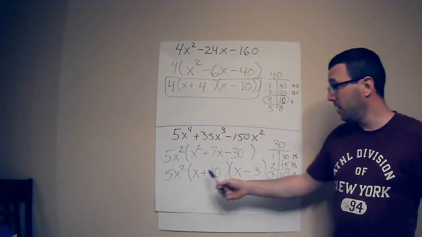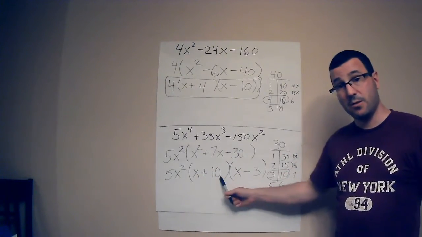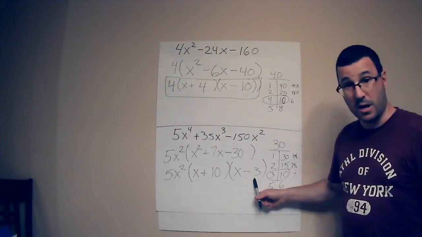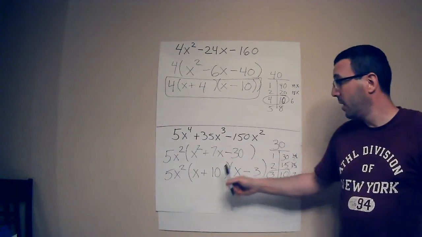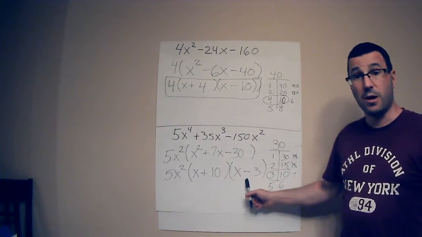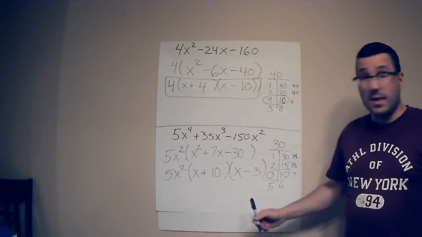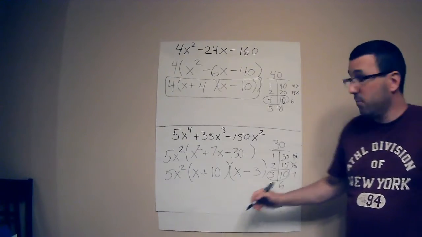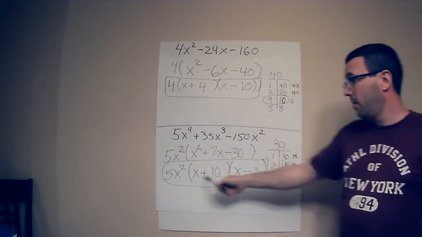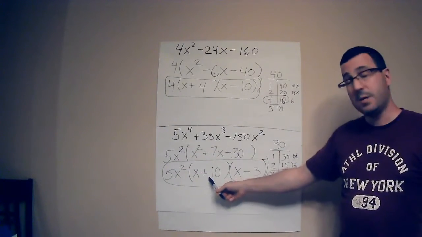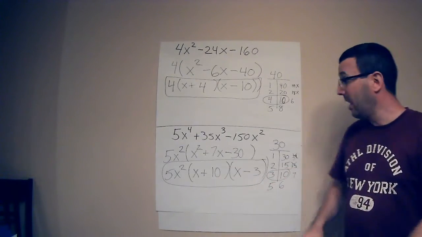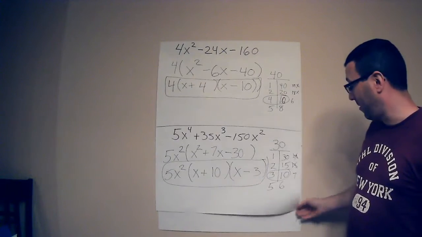Just to be sure, do we have any greatest common factors in this parentheses? No, we do not. How about in this one? No, we do not, because we already did the work. Is this difference of 2 squares? Nope. Is this difference of 2 squares? Nope. At that point, we're done. 5x squared times x plus 10 times x minus 3. That's our factored completely answer.